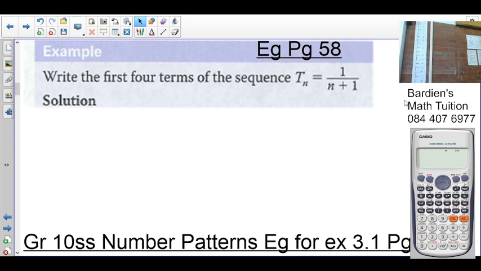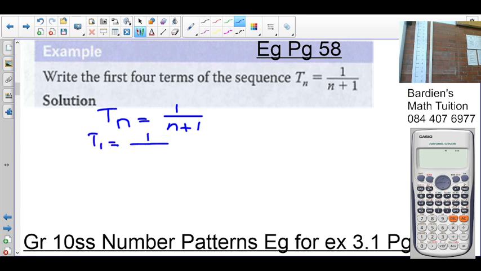Okay, so here we are given a general term Tn is equal to 1 over n plus 1. Tn is equal to 1 over n plus 1. The first 4 terms, where do we start? Term 1. So T1 is equal to 1 over 1 plus 1. Remember, we replaced n now with a 1. So it's 1 over 2.